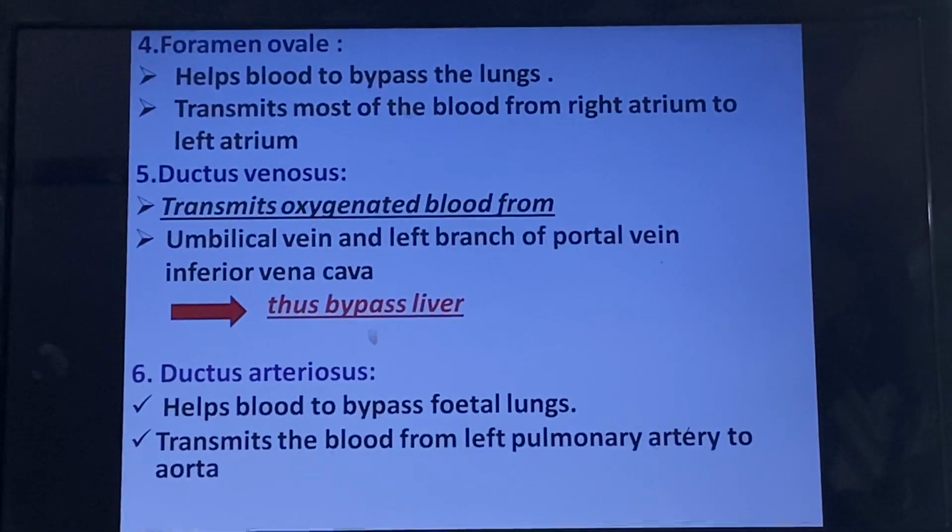So the important thing which happens over here is that they just bypass the liver, through the ductus venosus. Now the ductus arteriosus helps blood to bypass the fetal lungs. So the main aim of the foramen ovale is that it is just connecting the blood from right atrium to left atrium, just transmitting the blood, and mixing of the blood is happening. Ductus venosus is bypassing the liver. Ductus arteriosus is bypassing the fetal lung. So it transmits the blood from the left pulmonary artery to the aorta. So this is the ductus arteriosus.